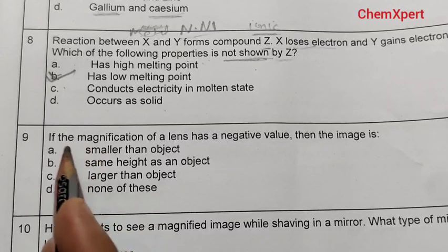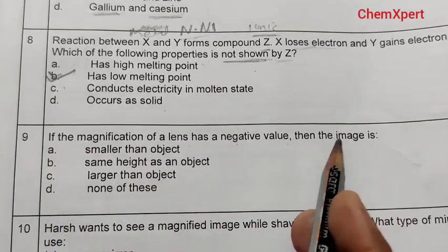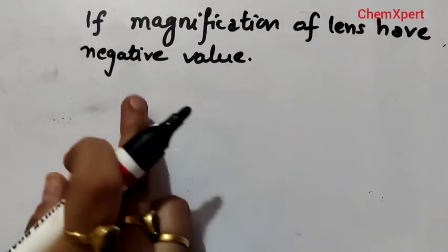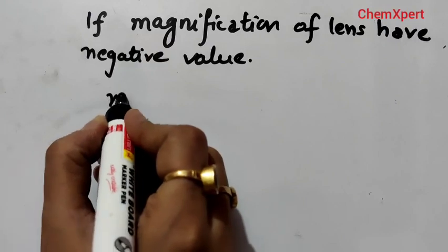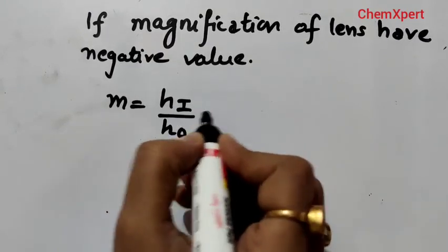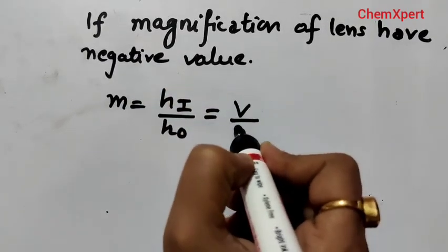Now the next question is, if the magnification of a lens has a negative value, then the image is. We know that magnification is equal to height of image by height of object, and in case of lenses, it has a positive value of v upon u.